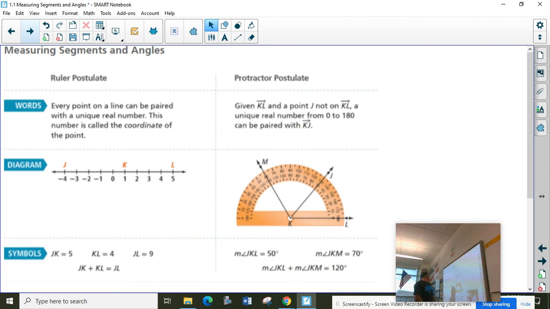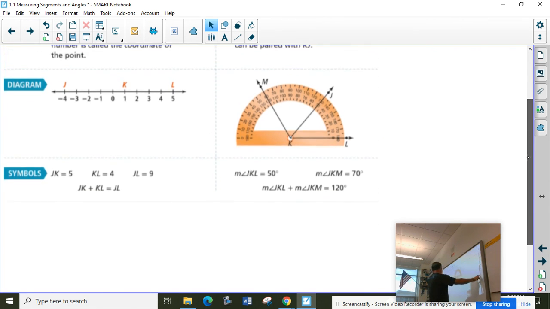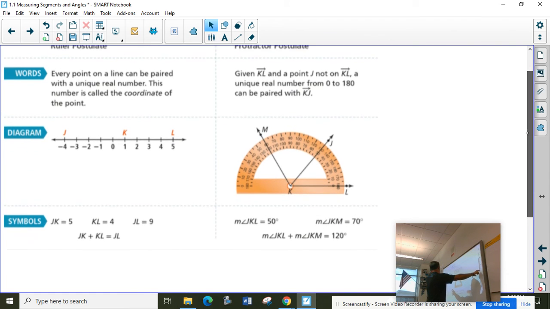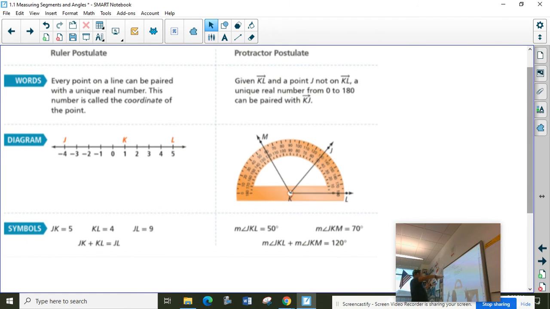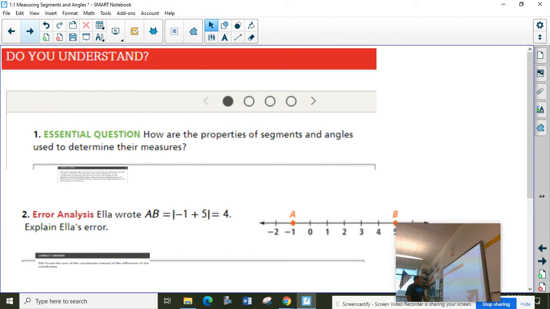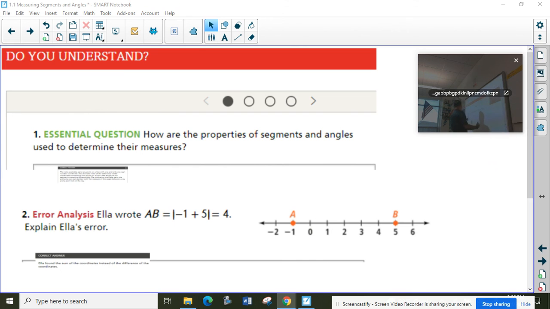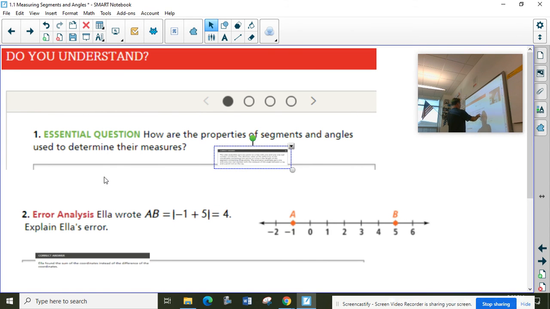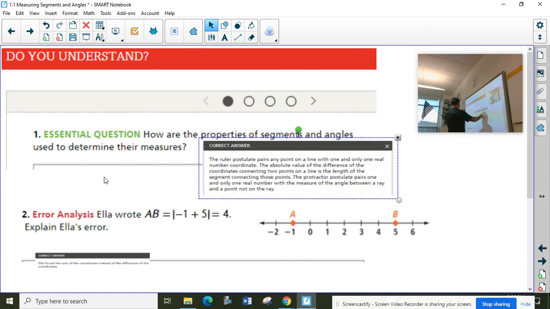All right. Measuring segments, here's the summary of what we learned today. I would definitely pause the video and write some of this stuff down. It's really going to help you out. At the end, we're always going to have these do you understands. Did you understand? What's the essential question? How are properties of segments and angles determined?